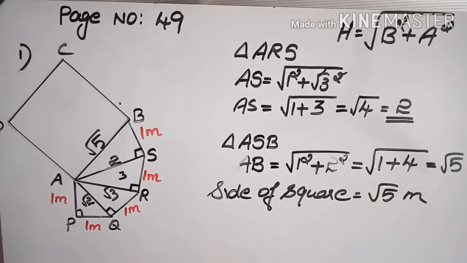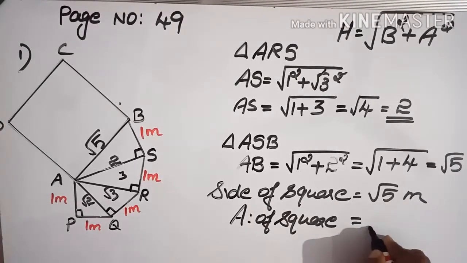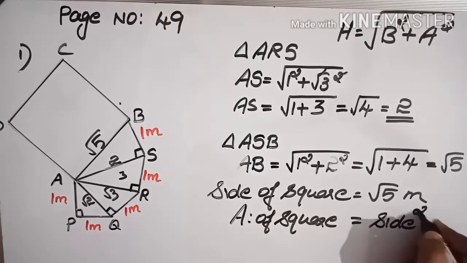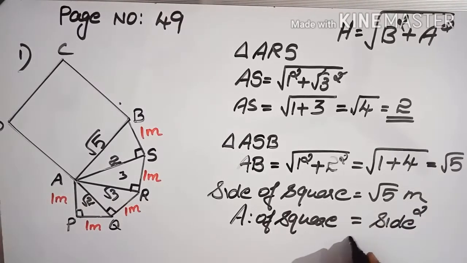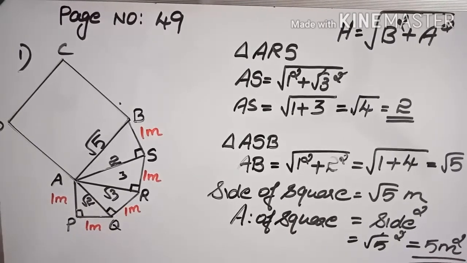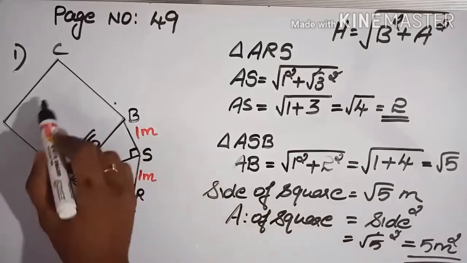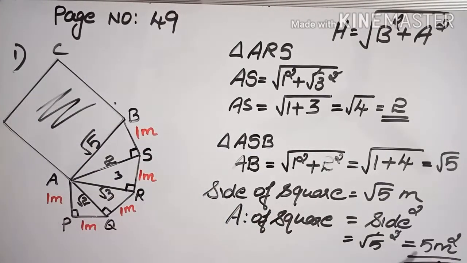Okay, root 5 meter. Now if we know the side, how can you find the area? Our equation is what? Side square, a square, that is the area equation. So side is root 5, so root 5 square. Root 5 square means square and root we can cancel. 5 meter square is the area of this square. This is the method to solve the first question.